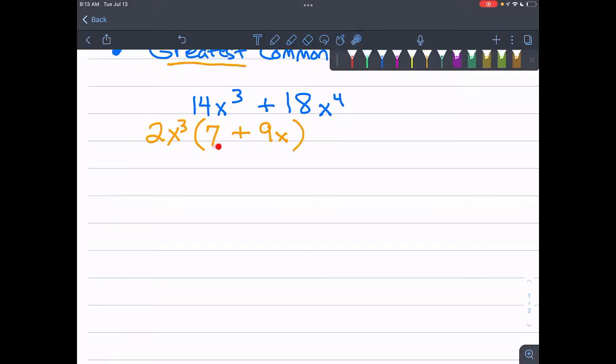And 7 and 9, anything in common there? They're both odd, but we can't take a 2 out, for instance, or anything like that. So you do want to check just to make sure that you've taken out the largest factor. Just to reiterate, if the 7 and the 9 have something in common, then you'll want to take that out and multiply it by the 2 that you might have taken out before.